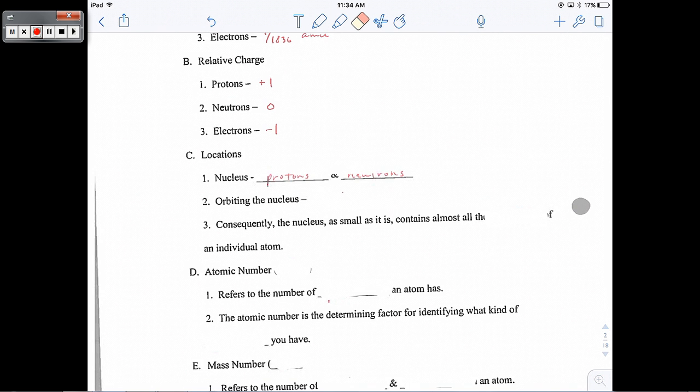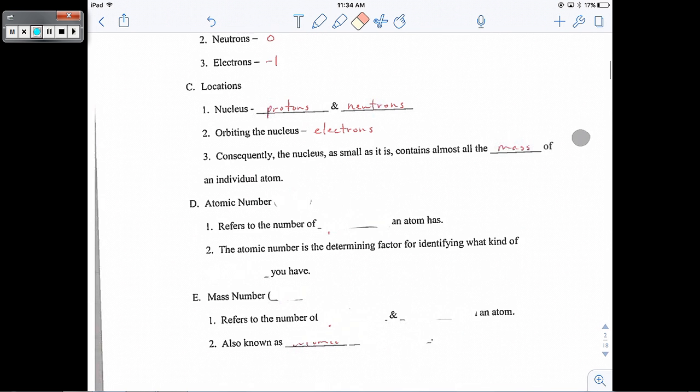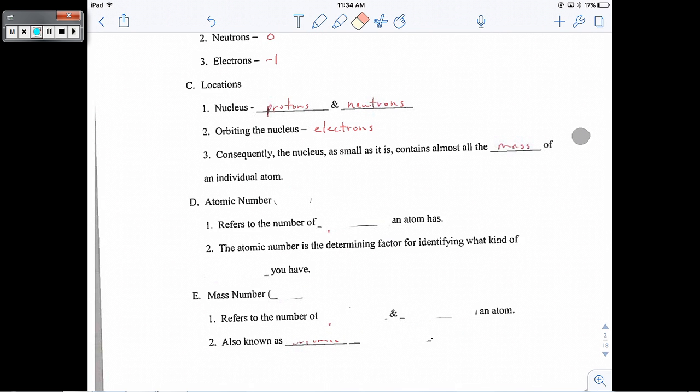Locations: in the nucleus, you probably know this, are protons and neutrons. Orbiting the nucleus are electrons, though orbiting is a word I use very loosely there. Consequently, even though the nucleus is small, it contains almost all the mass of the atom. There's very little mass in those electrons. There is no element that we know of that has more than 200 electrons, and even all those 200 electrons are still only about a tenth of the mass of even one of the protons or neutrons in the nucleus. Very, very small factor. Almost all the mass is in the nucleus.